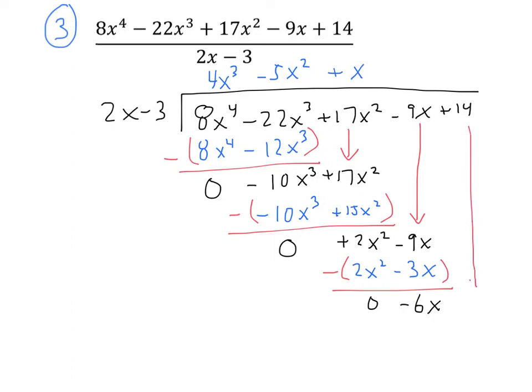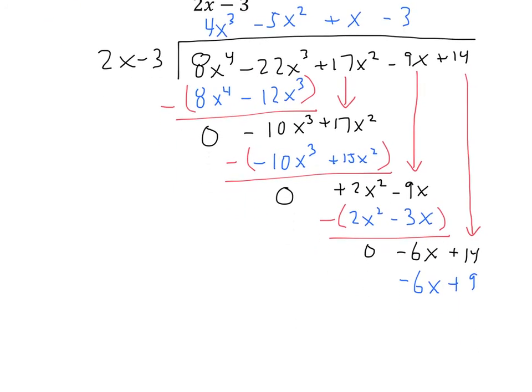Almost done here. Bring down the 14. How many times now does 2x go into negative 6x? The answer would be negative 3. We've got to multiply. Negative 3 times this 2x minus 3 is going to get me negative 6x plus 9. Right? And when we subtract that, negative 6x minus a negative 6x, or plus 6x, this is going to be 0. And then 14 minus 9 is going to be 5.